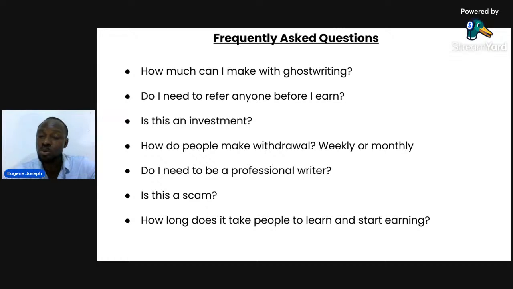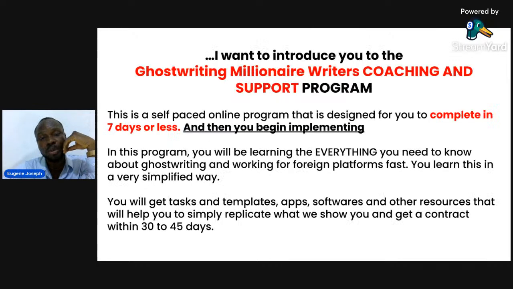How long does it take people to learn and start earning? Realistically, within the next 30 to 90 days, you can get your first $1,000 contract. You can get to $300 per month. It is very, very, very possible, and that's a realistic time frame. Most of our students did it sooner. Some of our students did it later. But realistically, in 30 to 60 days, you can get to $300 per month.